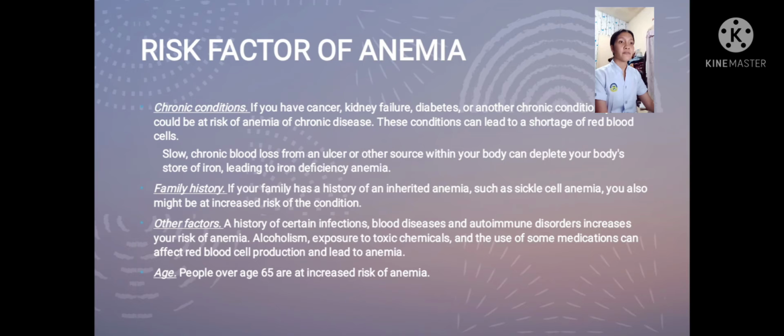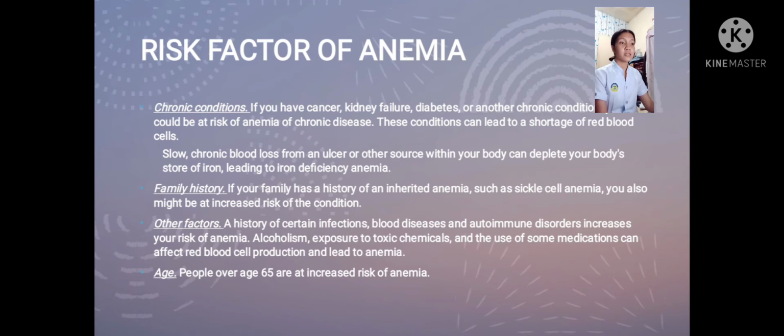The next is family history. If your family has a history of inherited anemia, such as sickle cell anemia, you also might be at increased risk of the condition. Other factors: a history of certain infections, blood diseases, and autoimmune disorders increases your risk of anemia. Alcoholism, exposure to toxic chemicals, and the use of some medications can affect red blood cell production and lead to anemia.